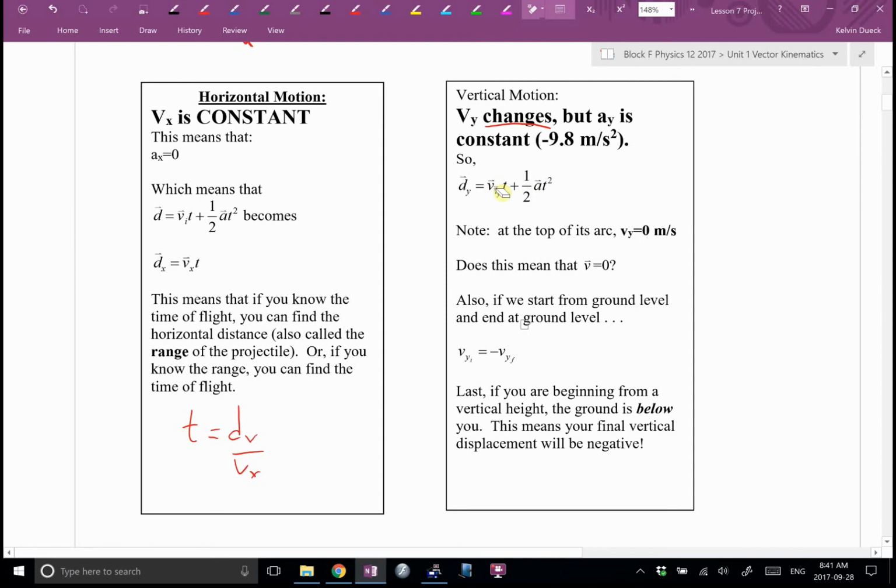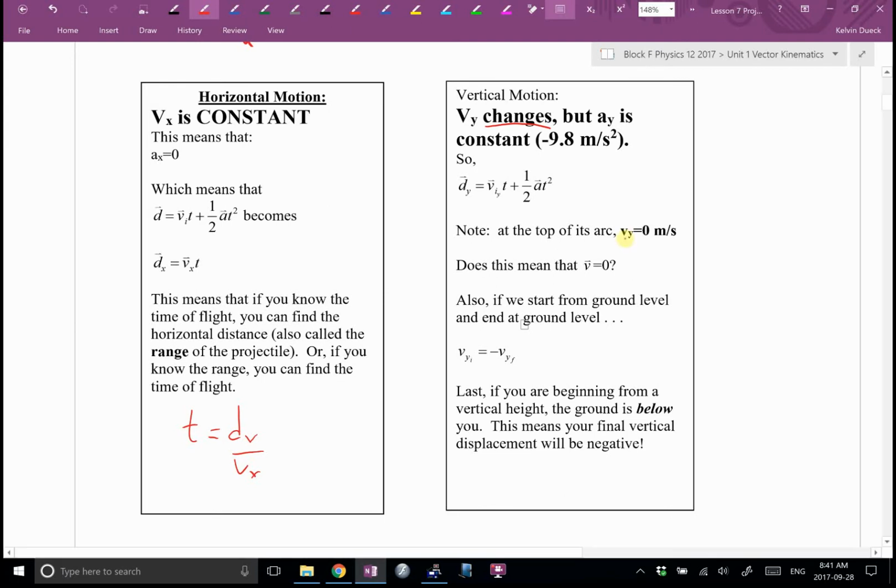well, if Vy initial is 0, like horizontally from a cliff, then this cancels and you'll have a half AT squared, times 2 divided by A, square root. We did that. But if you have an initial vertical velocity, you get a T and a T squared. You can't get the T by itself. The only way to solve that is, now this is a full-blown quadratic equation. You're going to have to get everything equal to 0, and use T equals negative B plus or minus the square root of B squared minus 4AC, over 2A.